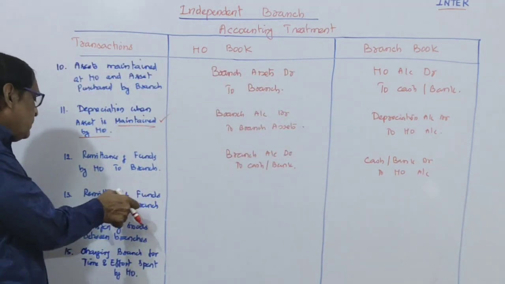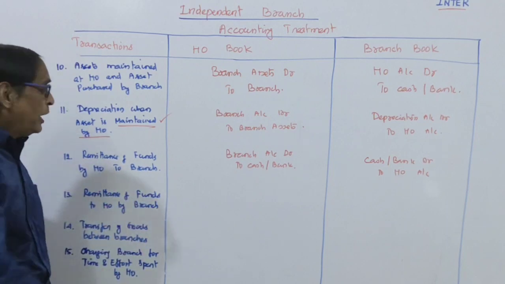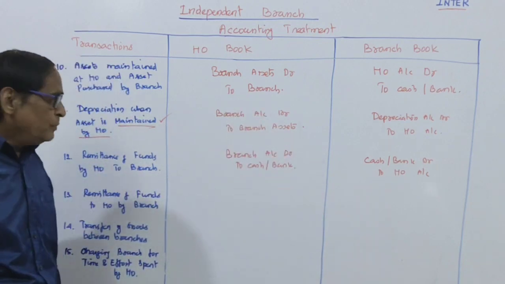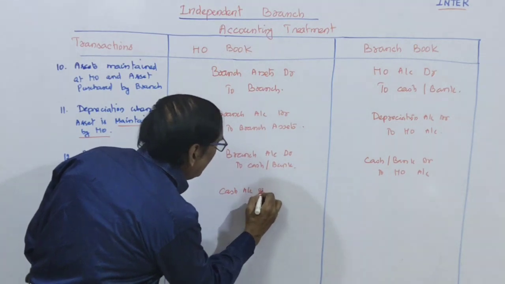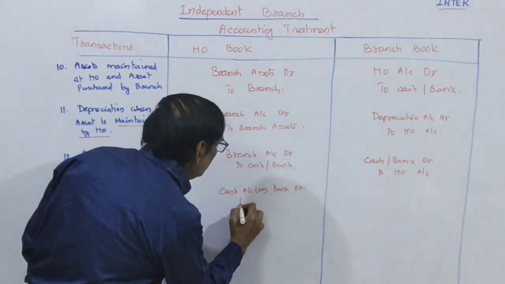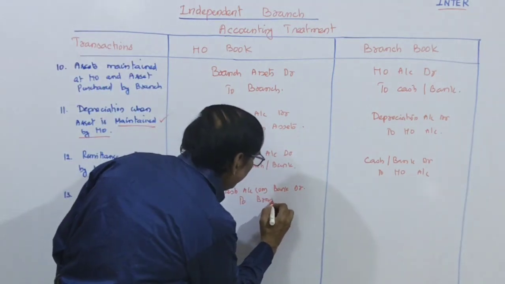Now the remittance of funds to head office by branch. So head office is receiving some funds from branch. So debit what comes in. So cash account debtor or bank account debtor to credit the giver, branch account. Clear?